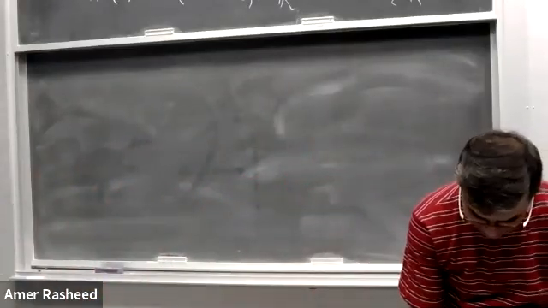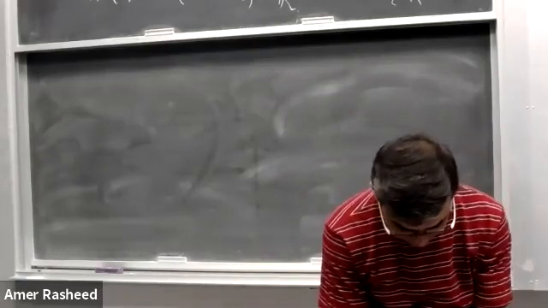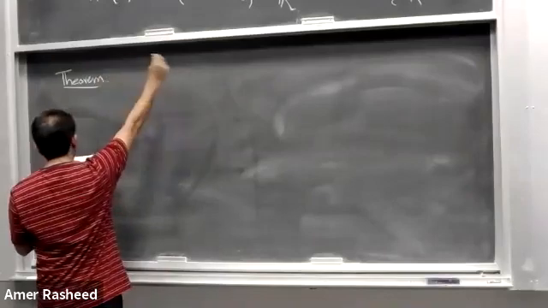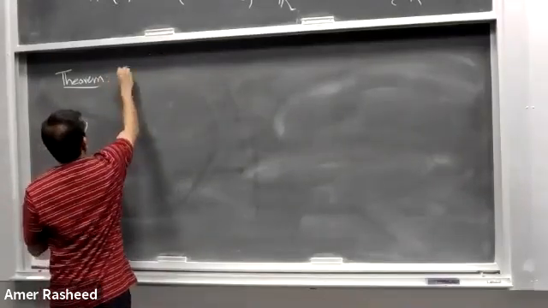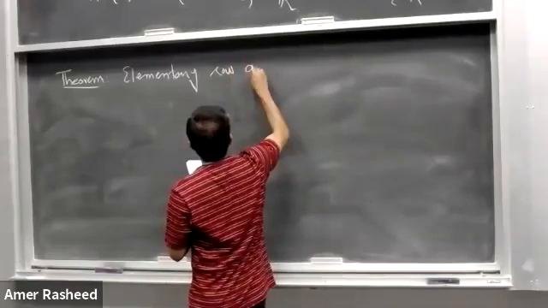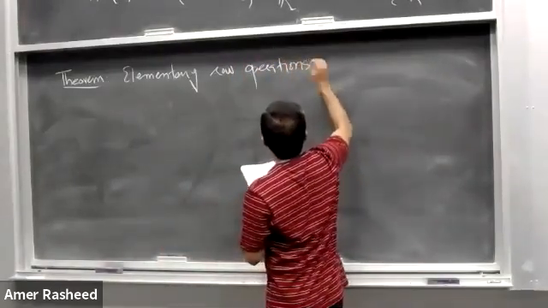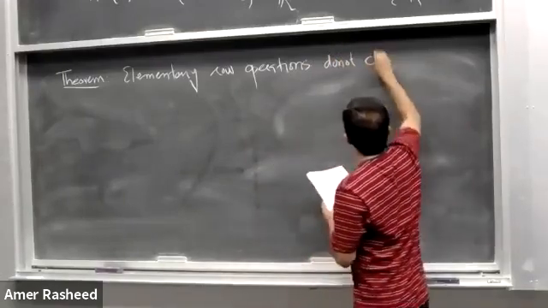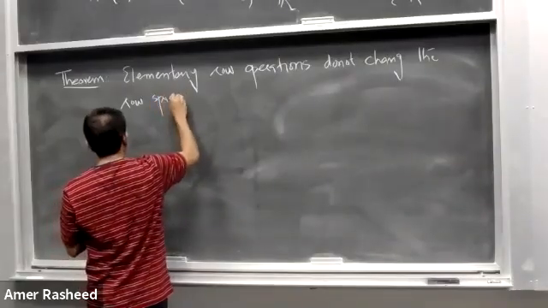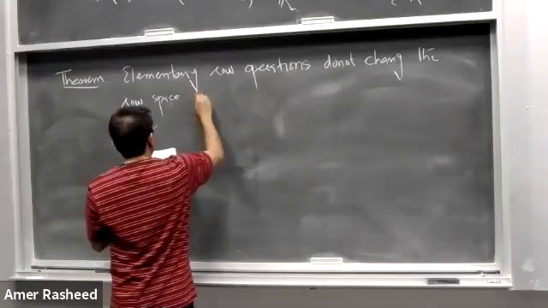And those theorems are basically: Theorem. Elementary row operations do not change the row space of a matrix. Okay. Row operations do not change the row space of a matrix.